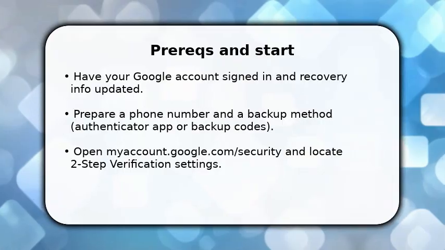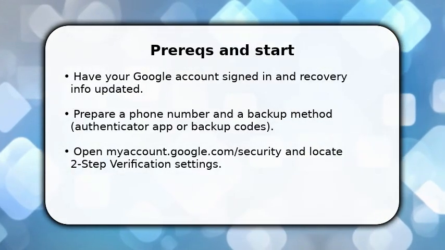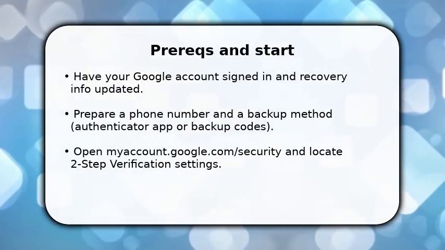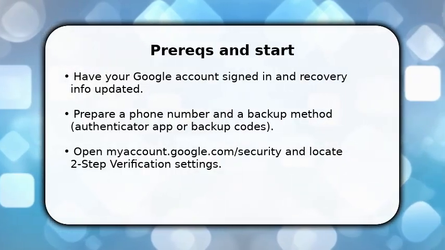You choose an initial method, text message, phone call, or authenticator app, because that decision affects setup steps. Make sure to pick a device you control, since Google will immediately send a verification prompt to validate ownership.